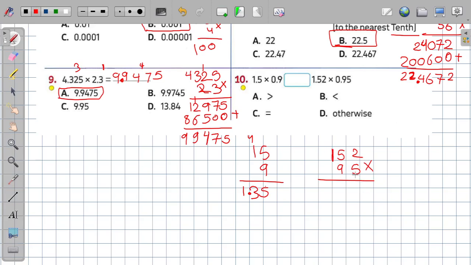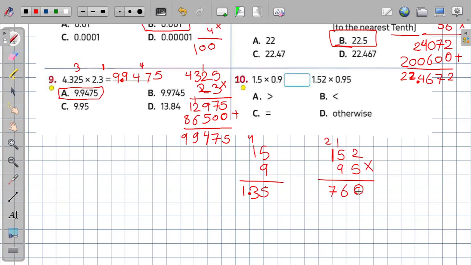Okay, so I will multiply first by 5. 5 by 2 equals 10. I have 0 and carry 1. 5 by 5 equals 25 plus 1 equals 26. So I have 6 and carry 2. 5 by 1 equals 5 plus 2 equals 7.